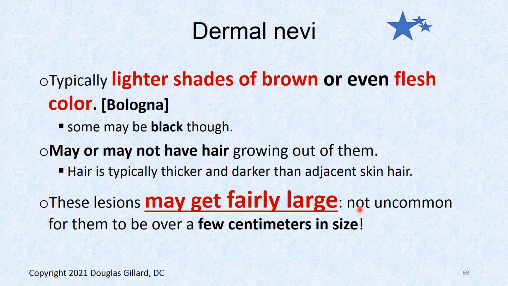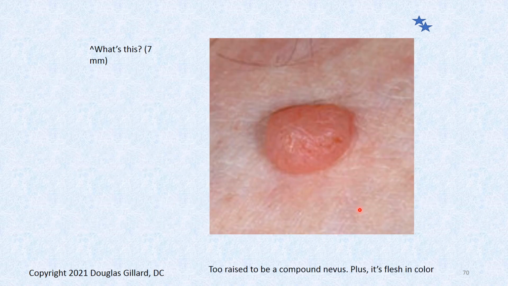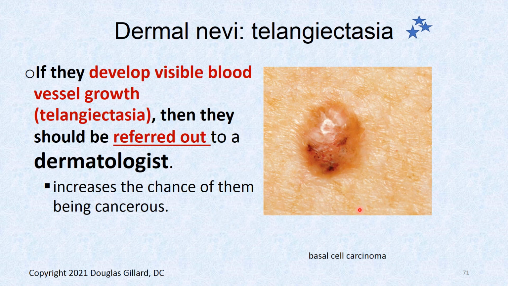Yep, so the light shades of brown, their flesh color. They could be black, but that's not the norm. They could have hair growing out of them. They can get fairly large, fairly raised. There is a big one that's too raised to be a compound nevus. Plus its fleshy color, that's a dermal nevus, classic dermal nevus.